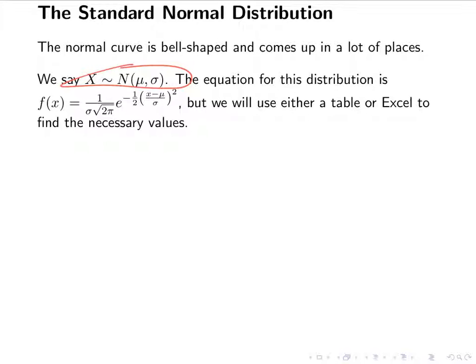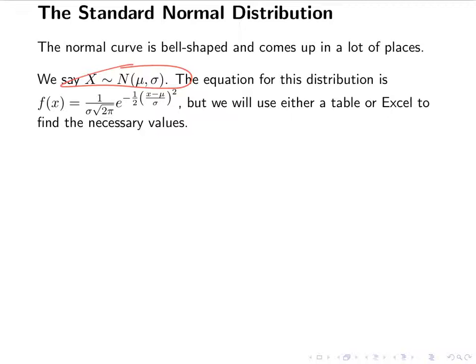If I wanted to look at the equation for the distribution, it's f of x equals 1 over sigma times the square root of 2 pi, e to the power of negative 1/2 times (x minus mu over sigma) squared. This is a very complicated formula, and in order to find probabilities, we would have to integrate this, and it's not even integrable. So we're not going to work with the equation at all, so you don't have to worry about it. We're going to use either a table or Excel to find the values that we need.